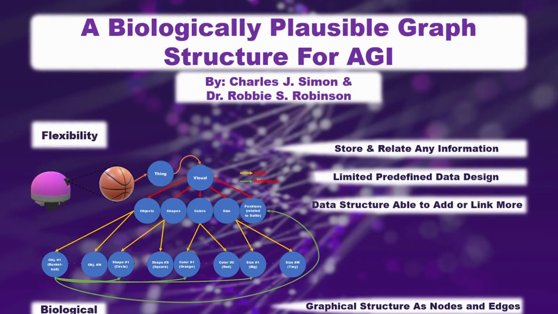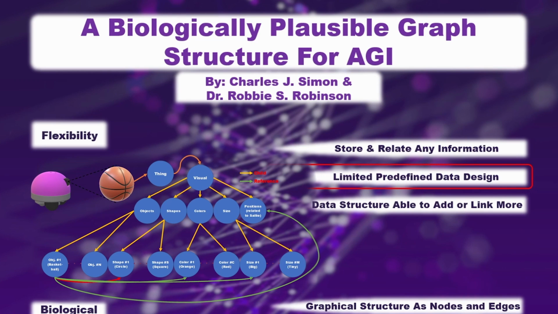Like biological neurons, a plausible data structure should be able to store and relate any kind of information without limited predefined data designs. Within the structure itself, we can make changes to the nodes and edges, including the link types of the various edges, unlike biological neurons. An example of this sort of flexible data structure can be seen by the sensory pod viewing an image of what we would call a basketball.